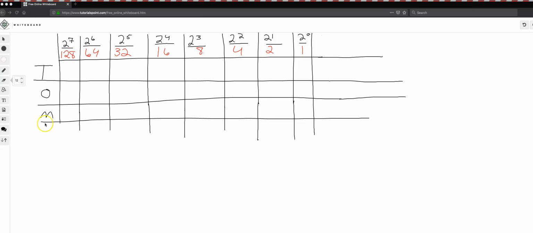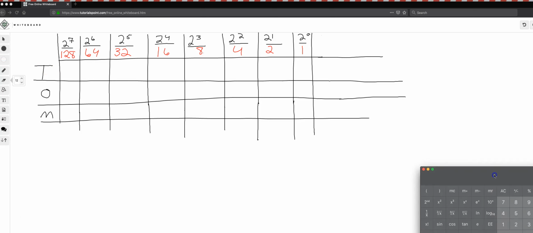If you recall that binary is done in the base of 2, so we have 2 to the 7th, 2 to the 6th, 2 to the 5th, all the way down to 2 to the 0. And there are 8 bits within a byte, so here's bit 1, 2, 3, 4, 5, 6, 7, 8. All these together make up 1 byte. So for T, we will have 8 zeros and ones that will make up the byte that represents T within binary.